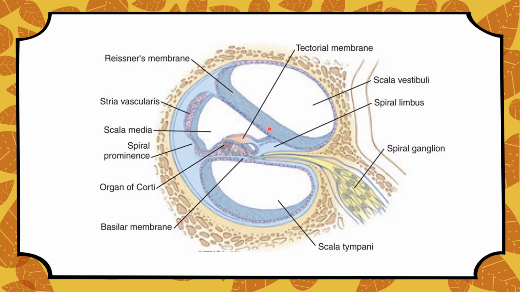Reissner's membrane is also called the vestibular membrane. It separates the scala vestibuli and the scala media from each other. It is so thin and so it is easily moved. And then basilar membrane is a fibrous membrane that separates the scala tympani and the scala media. It is attached medially to the osseous spiral lamina, and laterally to the fibrous spiral ligament. So this is the spiral limbus.